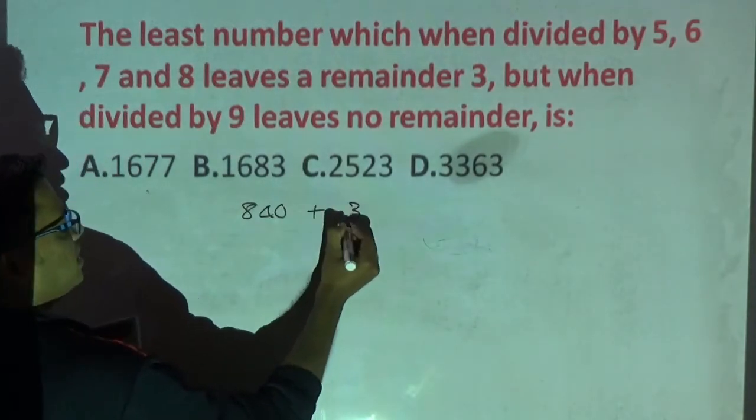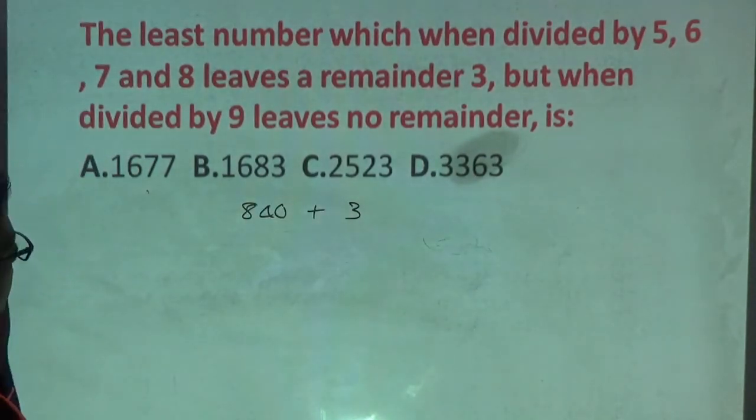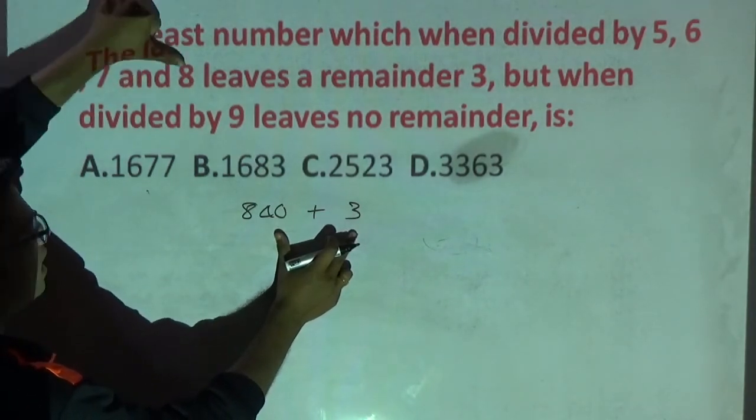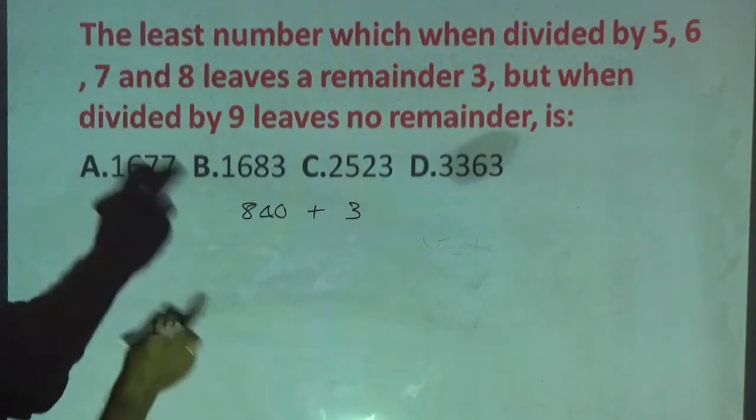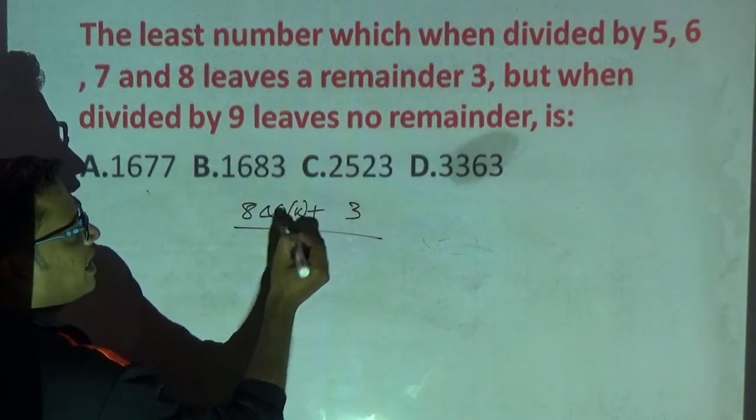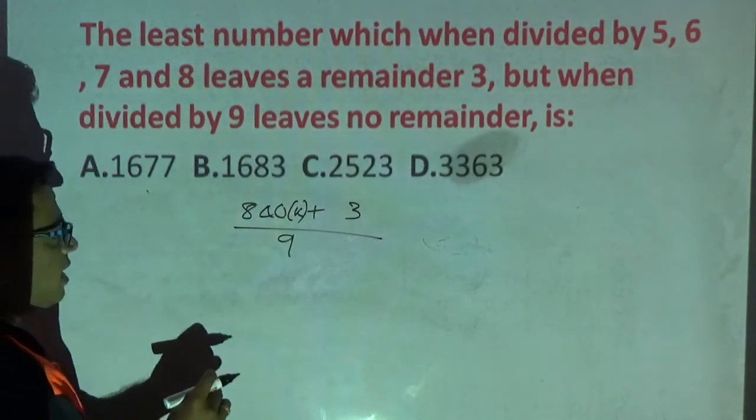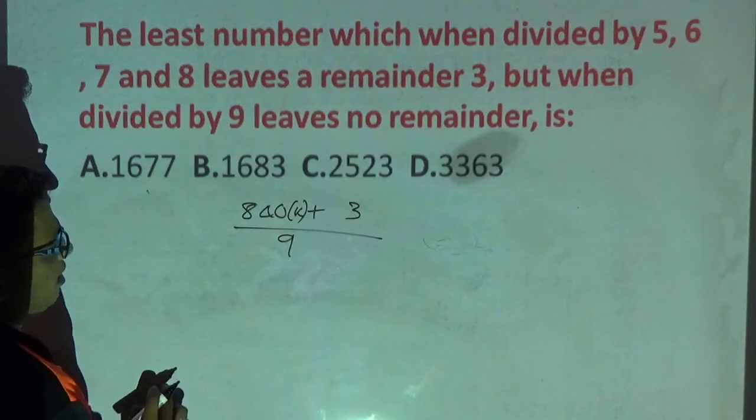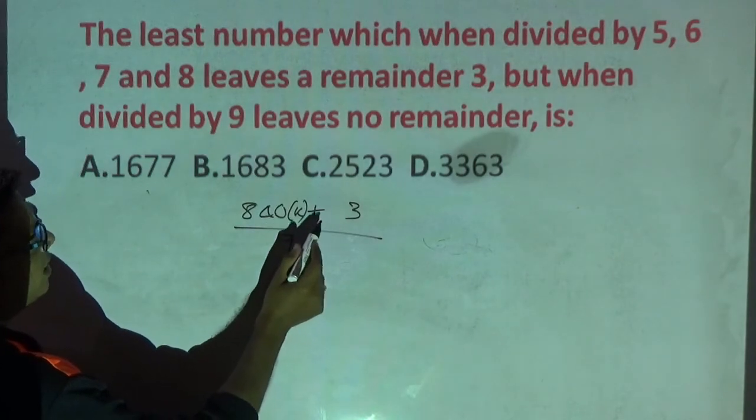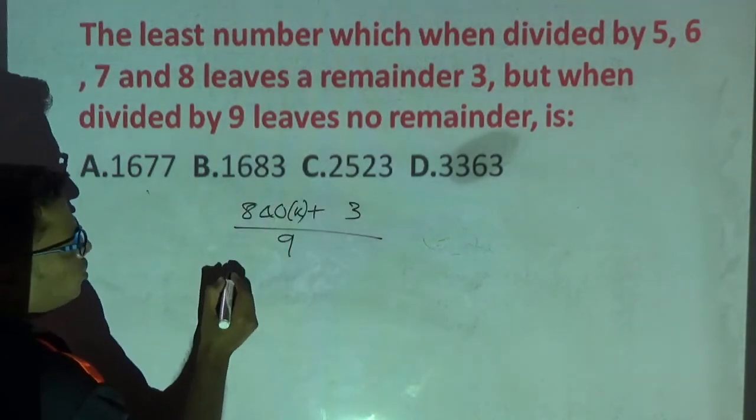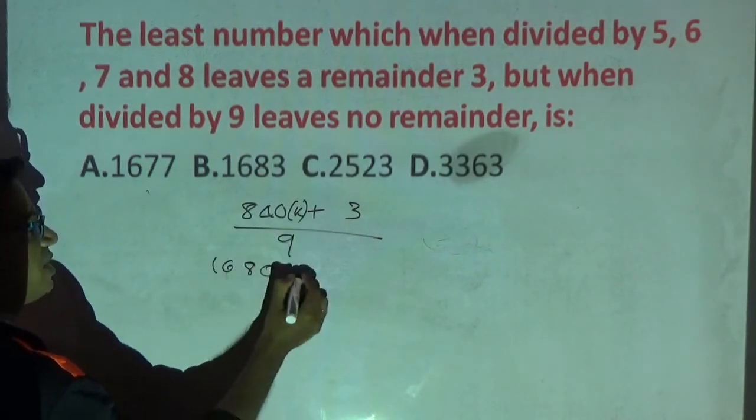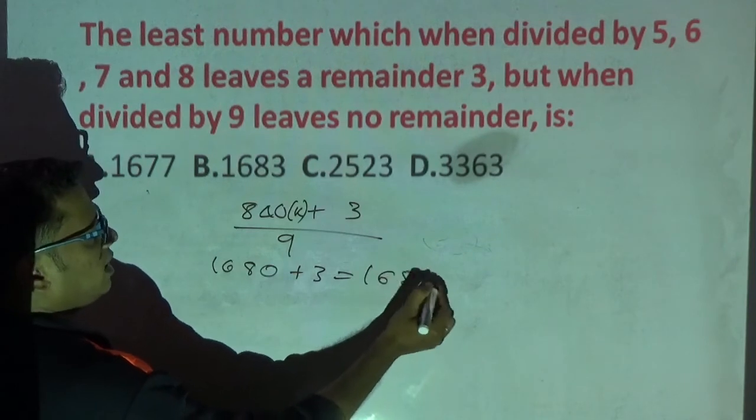Therefore, 840 plus 3. Now, what they are telling is, if you divide 840 plus 3 by 5, 6, 7 and 8, it is going to give remainder as 3. But if you divide by 9, there should not be any remainder. Okay, now I will consider this as k. Now put any value for k so that it is divisible by 9 exactly. Put k is equal to 1. So if you put, it will be what? 843. 843 is not divisible by 9. Put k is equal to 2. Okay, if k is equal to 2, that will be what? 2 times 840 is 1680, plus 3, that is 1683, divisible by 9.